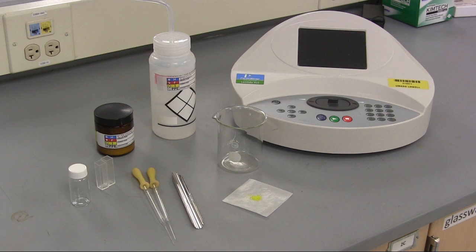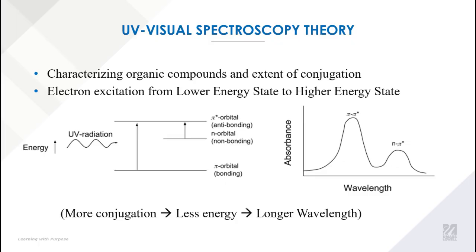This video will demonstrate how to prepare a solid sample for the UV-visible spectrometer and how to obtain spectrum data. UV-visible spectroscopy is a useful technique for quantifying and characterizing organic compounds and the extent of their conjugation. Organic molecules absorb UV or visible radiation to promote electrons from a lower energy state to a higher energy state. Displayed are the common bonding and non-bonding excitations to the anti-bonding state.